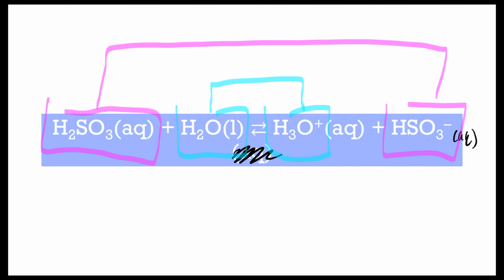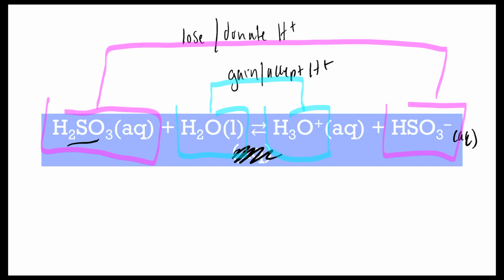Following the purple line, this one, in order to get to the other one, loses or donates an H plus. And this H2O has to gain or accept that H plus. If you're gaining or accepting an H, that makes you a base, and that makes its counterpart a conjugate acid. If you can donate an H, that makes you an acid, and the other part of the pair is the conjugate base.